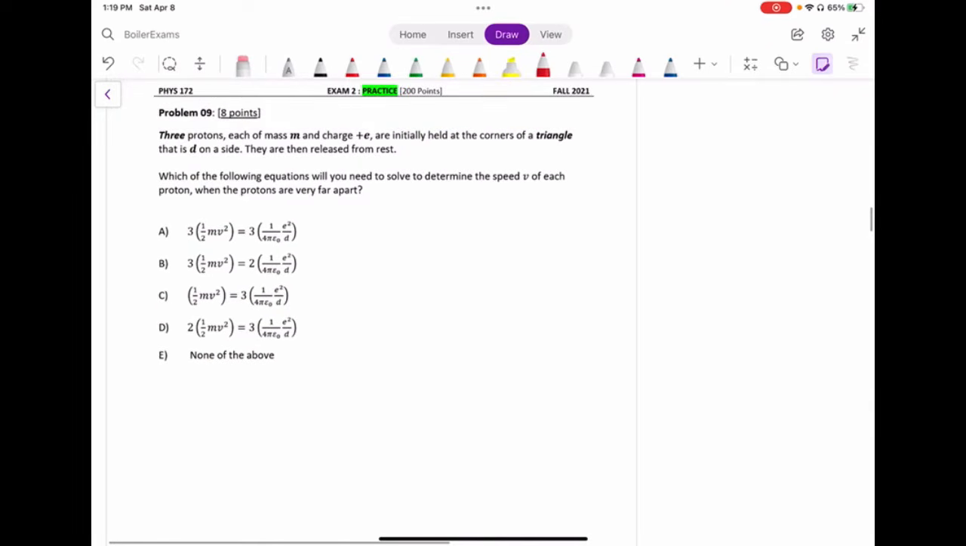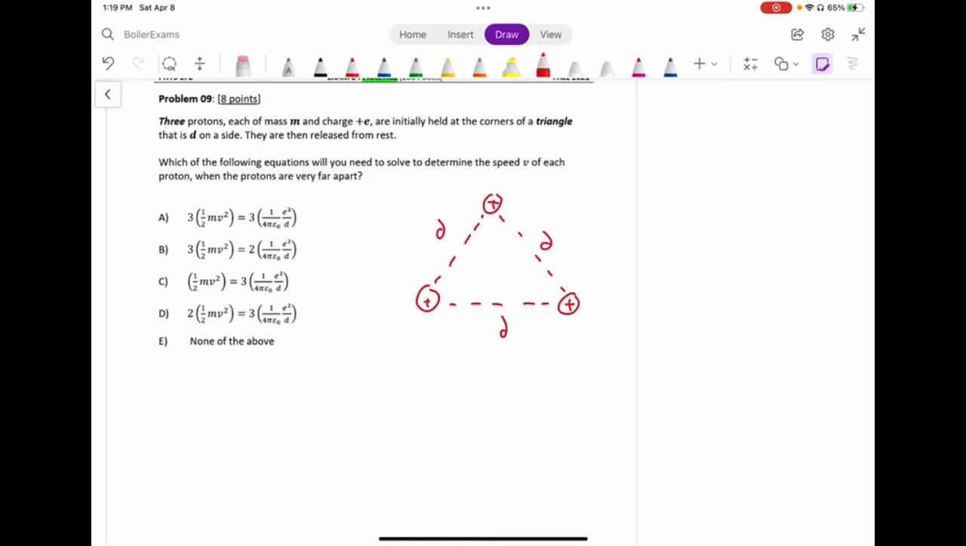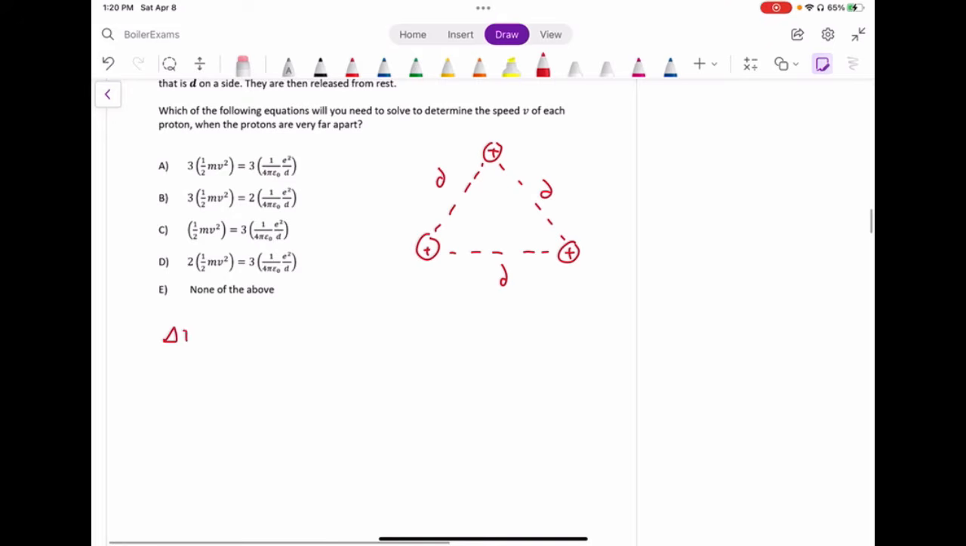Okay. 3 protons in a triangle. Protons have positive charges. They each have mass m and charge plus e. They're held in a triangle, length d in sides. Which of the following equations do you need to determine this? So what they want us to do here is just do an energy principle balance on this. So what's in our system? What's in our surroundings? Let's put the particles in our system.